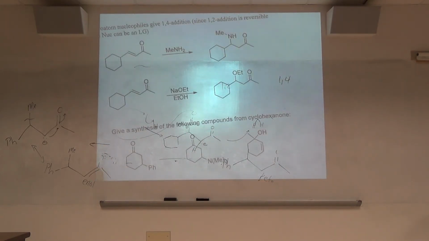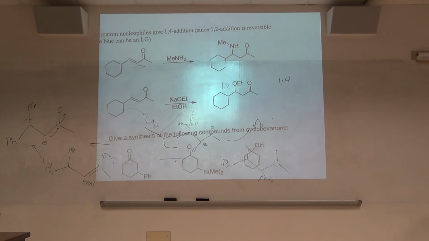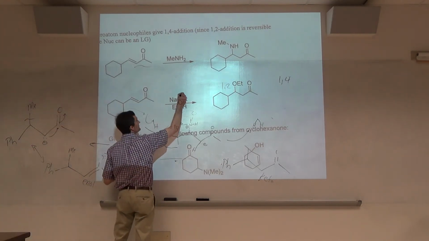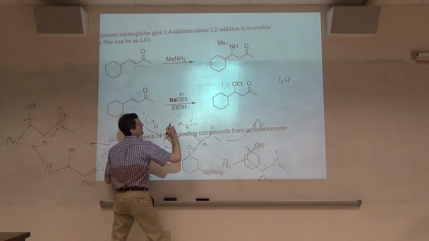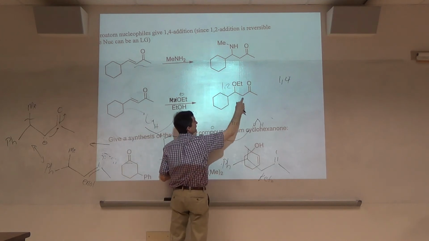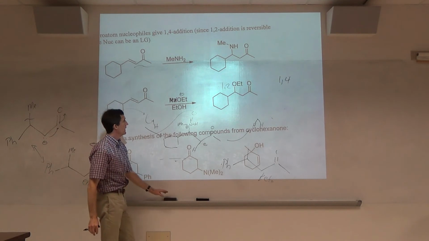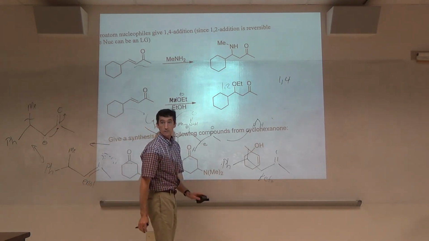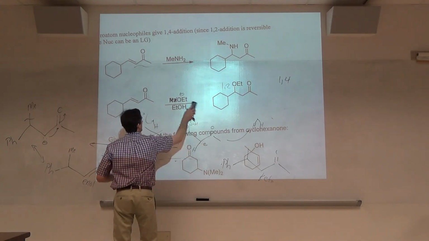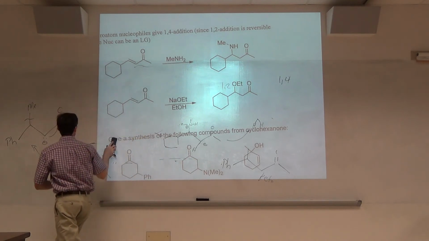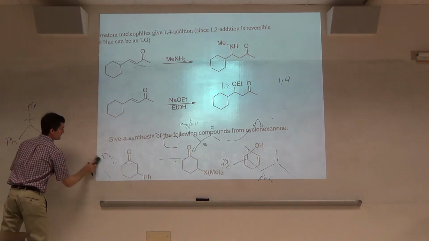Down below, here's just a Michael addition of an ethoxide. Ethoxide adds, you get an anion. Where does the anion get an H from? From ethanol. So the alcohol can serve as the proton source.